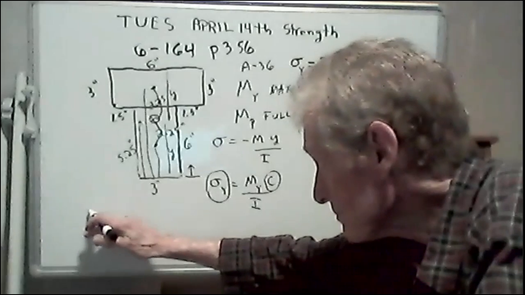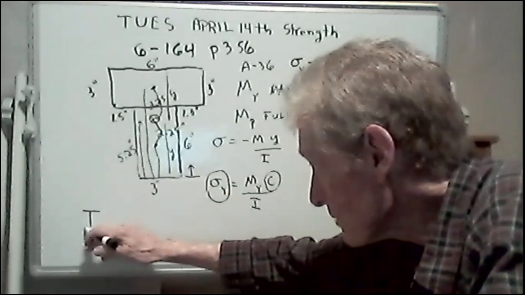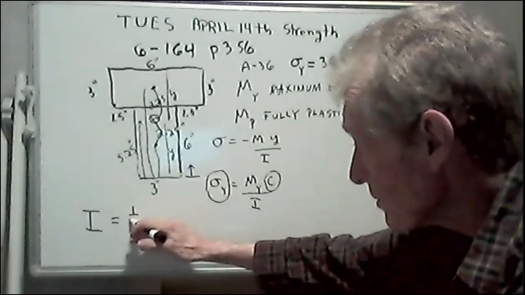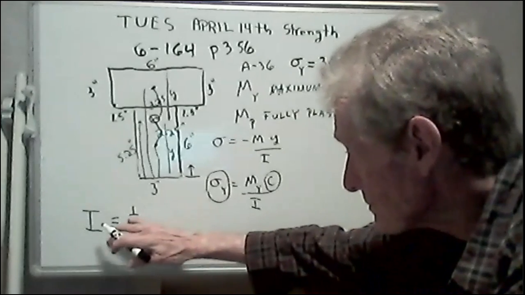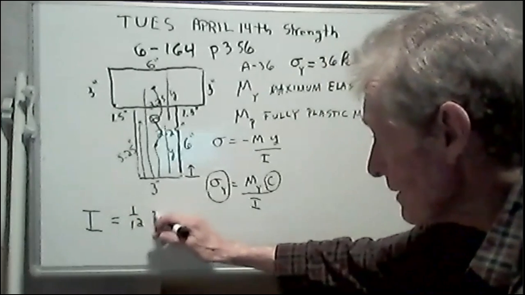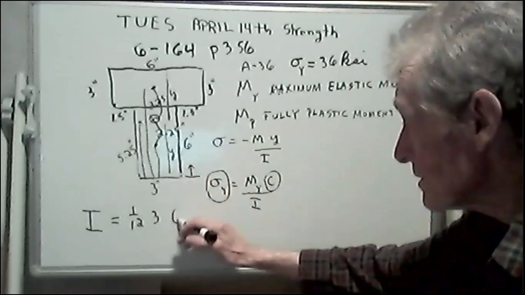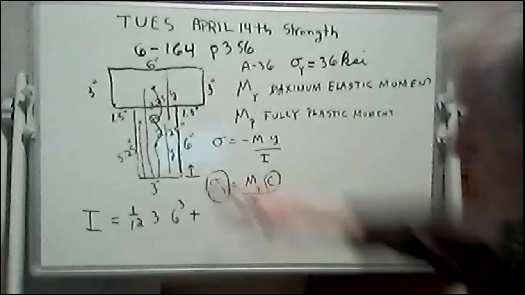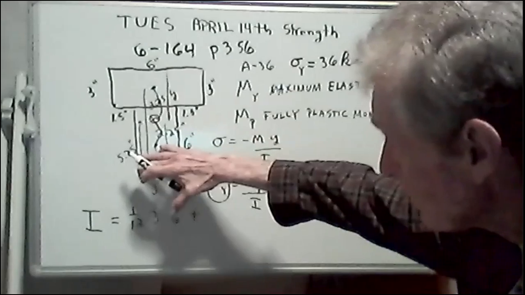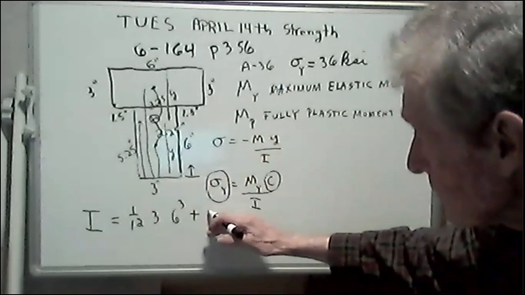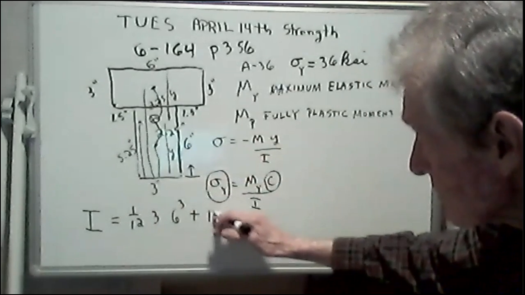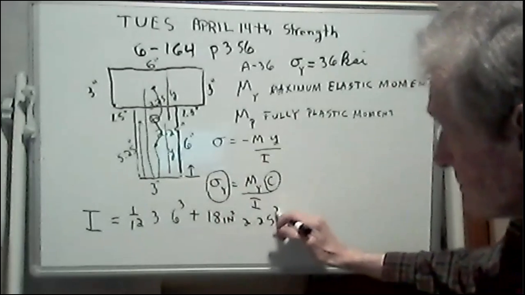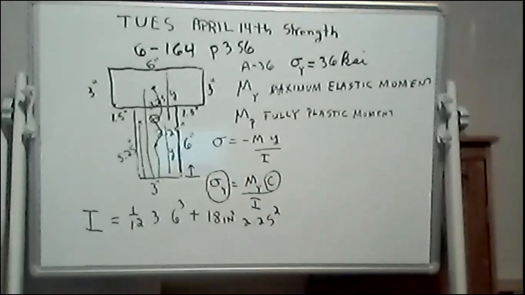We're going to do it now. We're going to get the moment of inertia. And here's how you do it. You go 1/12, 3 inches times 6 inches cubed. But see, that would be if you had this thing about its own center, and it's not. You've got to add to it the 18 square inches times that 2.25 squared. It's the parallel axis theorem.